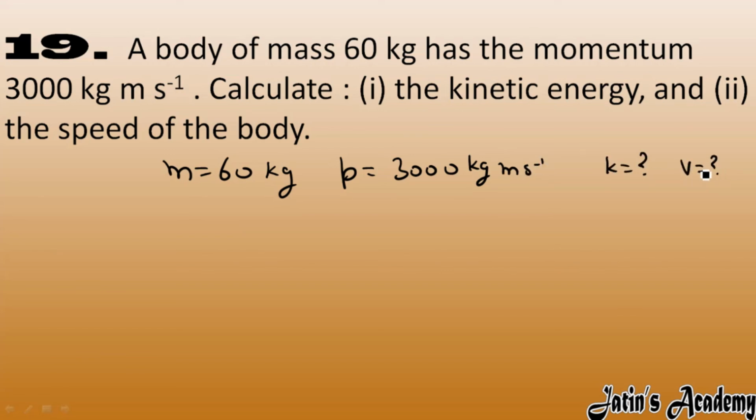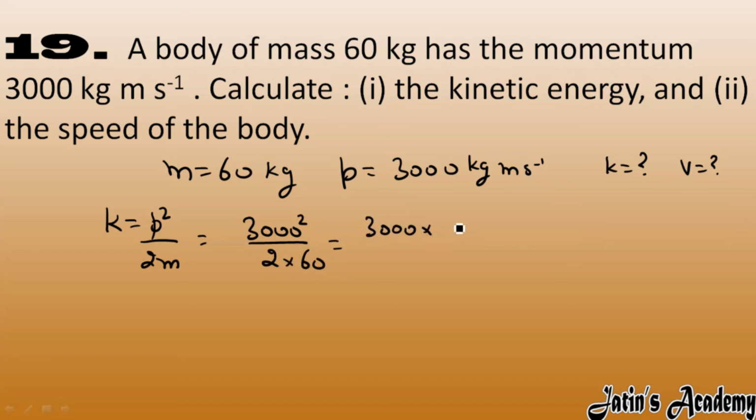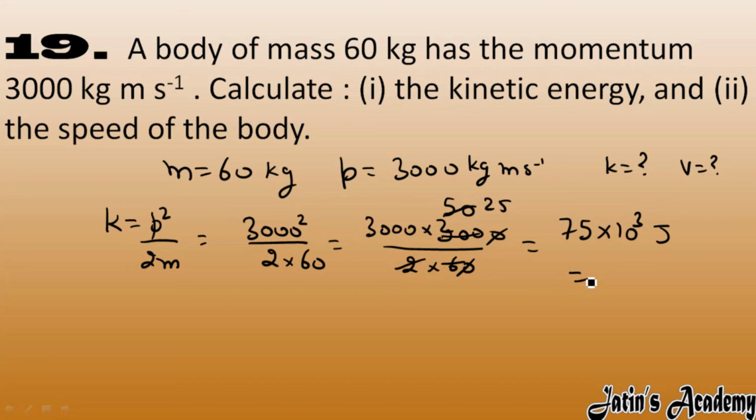Now, direct formula we can use, that is kinetic energy is equal to P square by 2m. P square means 3000 square over 2 into mass value we are given as 60. So it means 3000 into 3000 divided by 2 into 60. So here we got 50, which is multiplied with 25. So here we got 25 into 3, which is 75 into 10 raised to power 3 joule, or you can write it as 75 kilojoule.